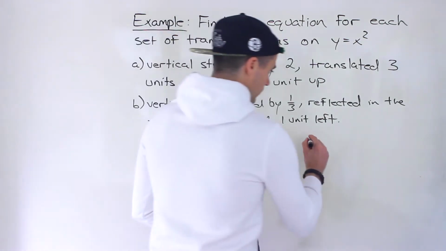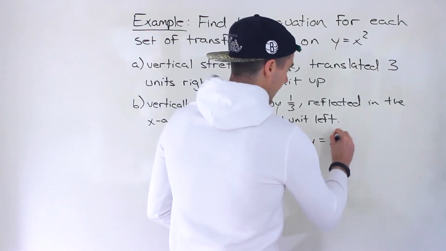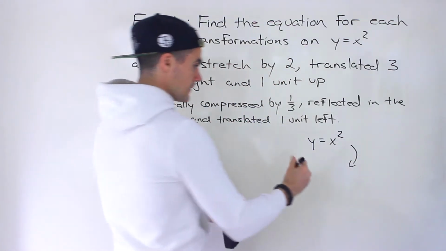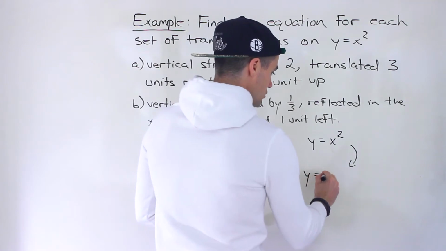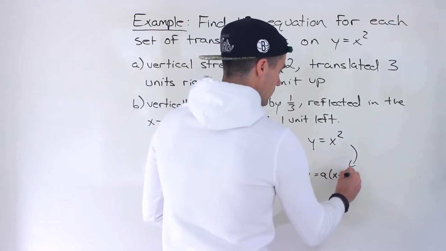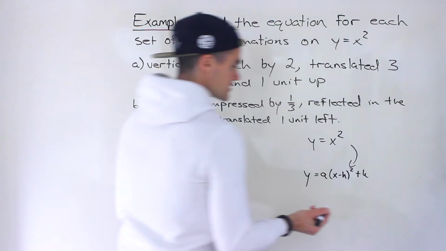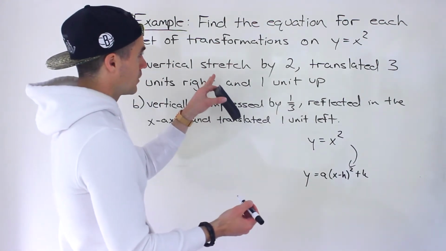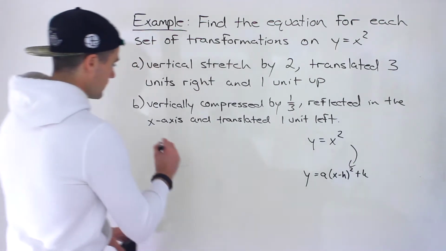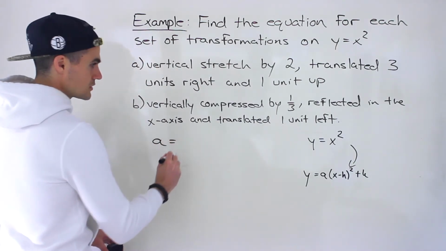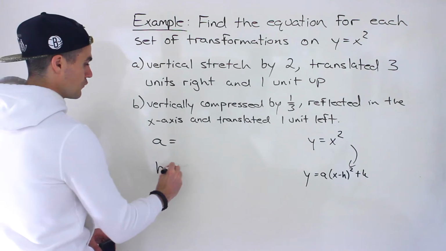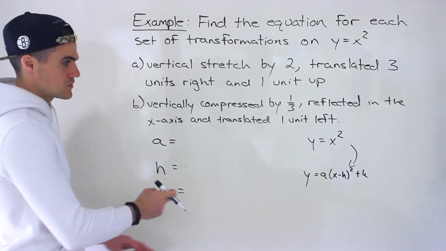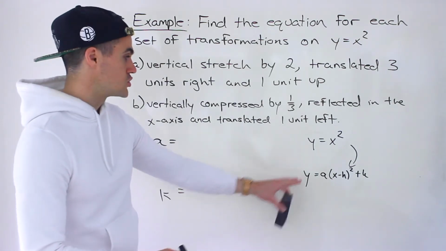Now, just as a quick review, when we take x squared and then we transform it, the general equation is going to be this right there. And so really, our equations are going to be in this format. What we have to do is get the transformation values for each of these scenarios. And then once we have these, we can just plug them into this general format.